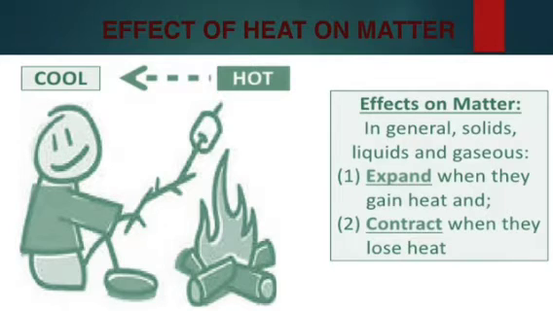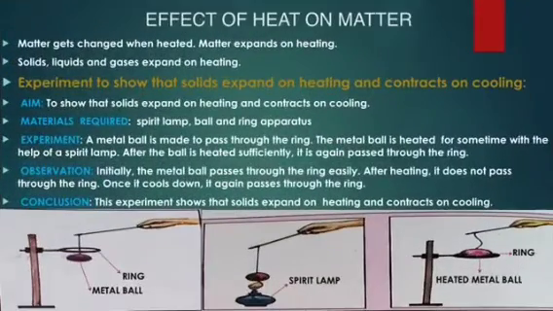Matter expands on heating. So, solids, liquids and gases expand when they gain heat and contract when they lose heat. When an object is heated, there will be a rise in its hotness. So, the state of matter changes due to heat. We have learnt the effect of heat on matter. Matter gets changed when heated.